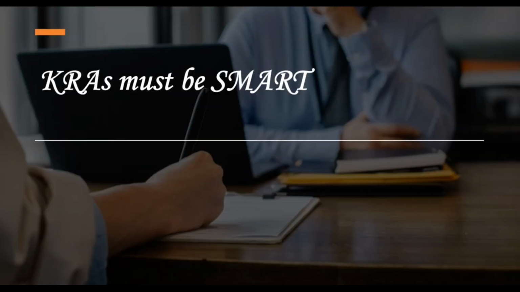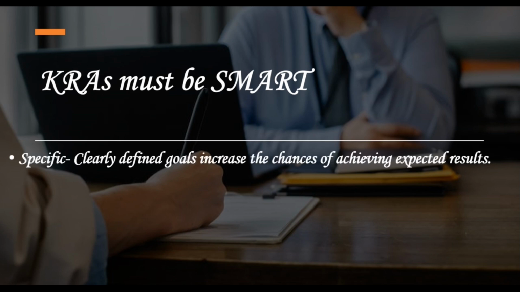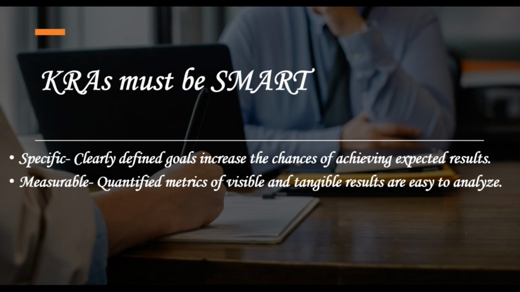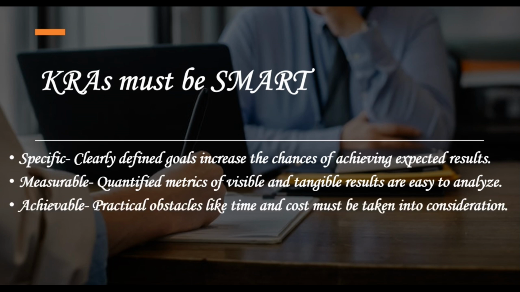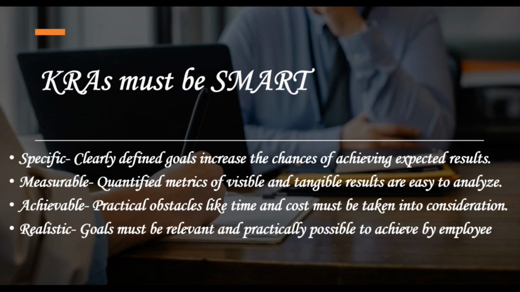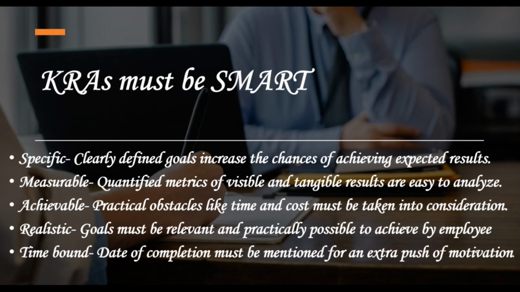There is a SMART rule which we should follow in the KRA. So KRA must be SMART. First, specific. Clearly defined goals increase the chances of achieving the expected result. Number 2, measurable. Quantified metrics of visible and tangible results are easy to analyze. Number third, achievable. Practical obstacles like time and cost must be taken into consideration. Number four, realistic. Goals must be relevant and practically possible to achieve by employees. Number five, time bound. Date of completion must be mentioned for an extra push of motivation.